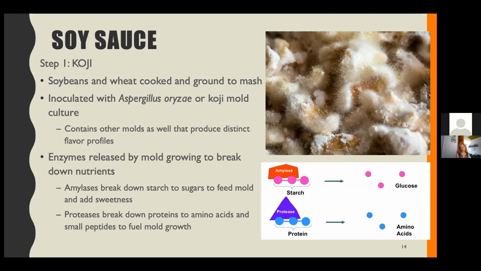Like we talked about, food being really important for bacteria. Some of these bacteria can't break down the big starches by themselves. They can't break down the big proteins by themselves. So having the mold to create this environment where those nutrients are available really allows the bacteria and the yeast to thrive in the next step.